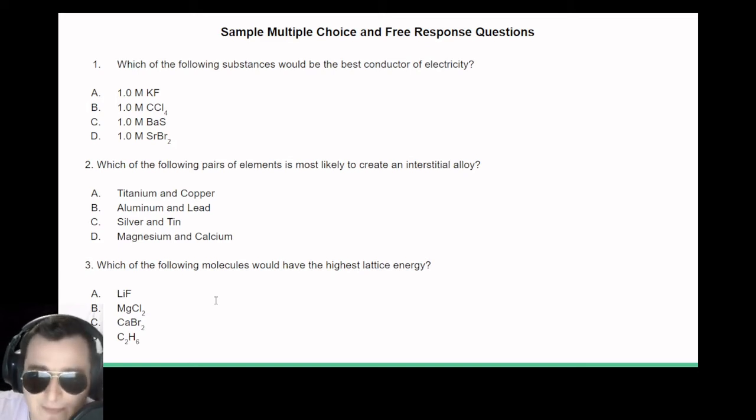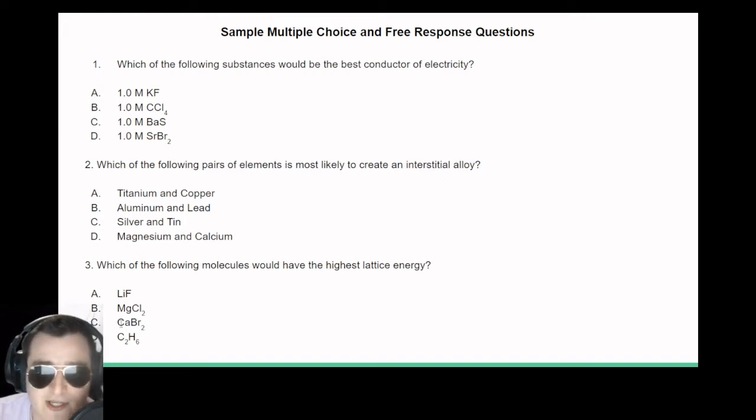MgCl2, CaBr2. Why is one answer better than the other? We've already narrowed it down to these two choices because of the charge, which means the only way to be able to distinguish between these two is the distance between those atoms, the other variable in Coulomb's law, the radius between the nuclei of those atoms. The smaller the distance, the stronger the Coulombic forces will be, the Coulombic attraction. So you're looking for the atoms that can get closer together, the two smaller atoms getting together, which is why the answer is going to be MgCl2.